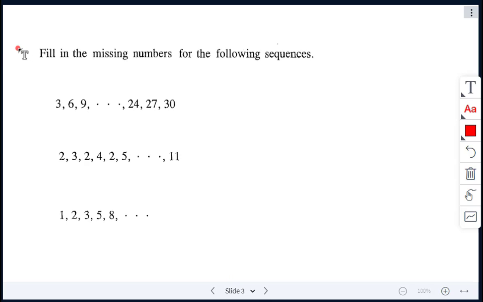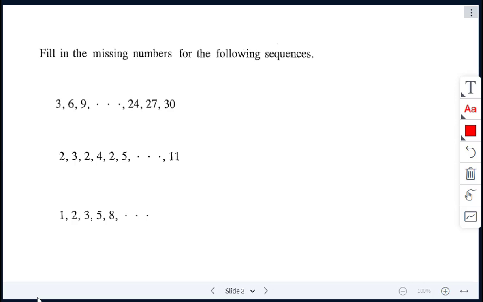All right, so here we're going to take a look at some patterns. We have three examples. We have to figure out what the pattern is and then fill in the missing numbers represented by those three dots. So let's take a look at our first example: we have the numbers 3, 6, 9, then some missing numbers, and then we have 24, 27, and 30.